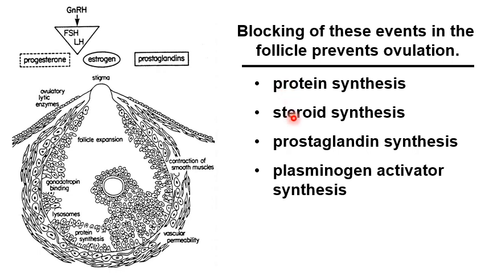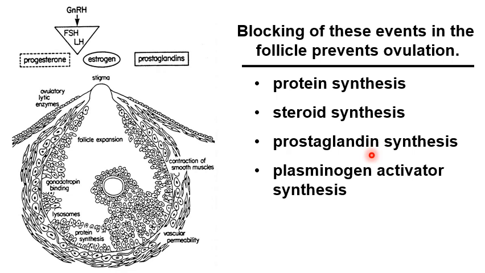Number two is steroid synthesis. Of course, we have the progesterone. Progesterone is important for ovulation. We also have prostaglandin synthesis. The PGF2 alpha, for example, is important. It is also one of the factors for ovulation. Remember that PGF2 alpha is also important for CL regression.